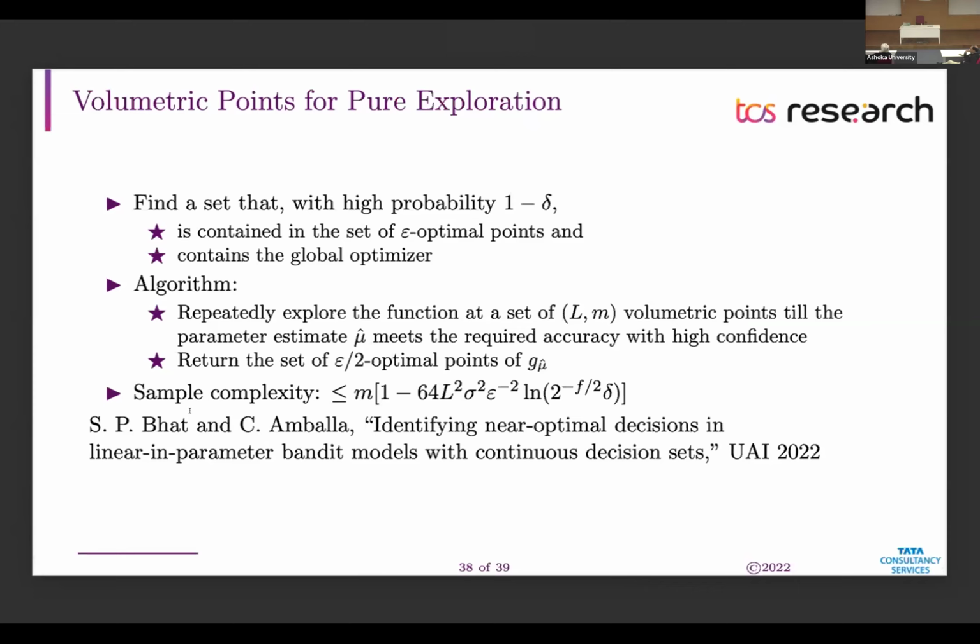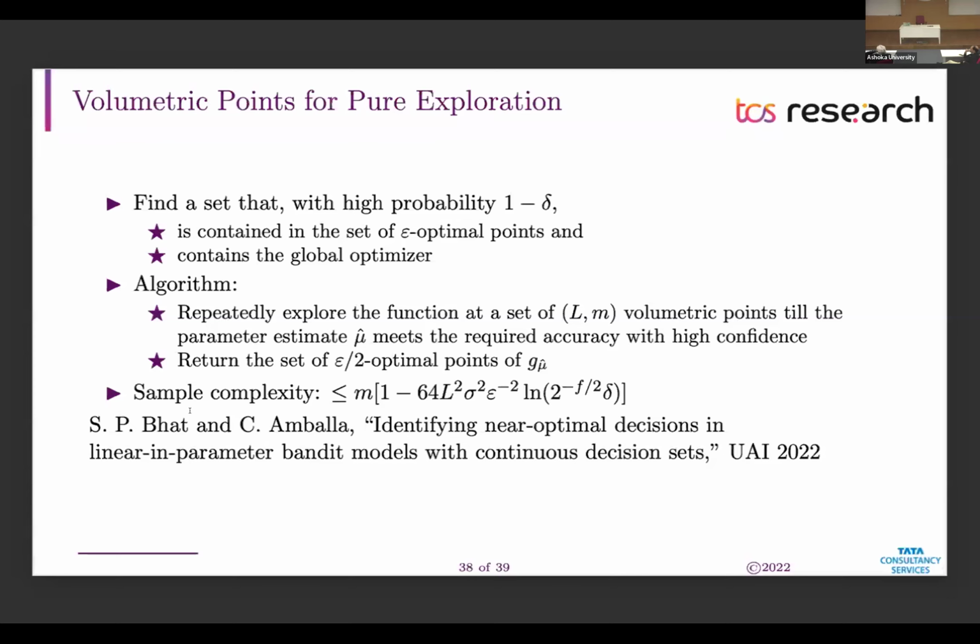And then we used volumetric points for pure exploration, again in the polynomial case. We have a general algorithm, but it was motivated by the polynomial case. This is in the so-called PAC setting. That means with high probability 1 minus delta, I would like to return a set for which I can claim with high confidence that it contains the set of epsilon-optimal points for this unknown function, and also contains the global optimizer.